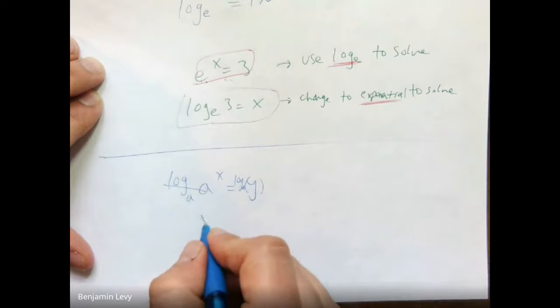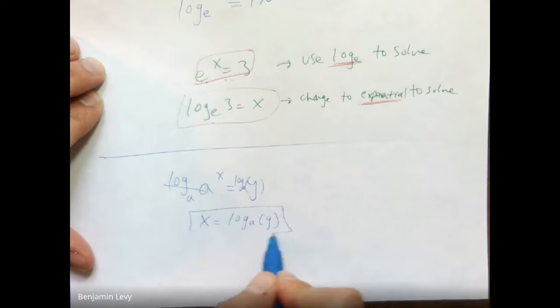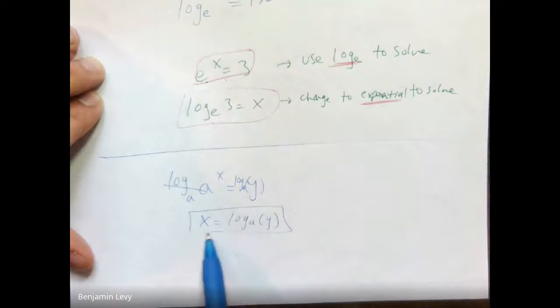And then the x just comes right down. And so this would be the answer for this particular one. And I know they look weird, but log base a of y, it would be some number. And so you can just leave it right like that.